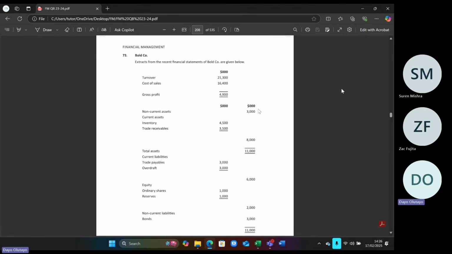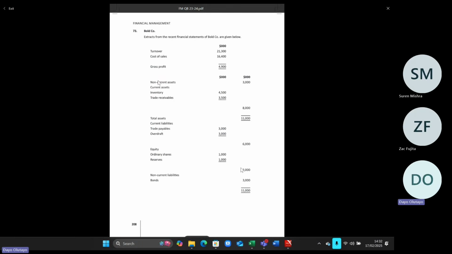BODCO. BODCO is the next question that we want to deal with. You've seen the financial data has been provided, but you can take a few seconds to look at it. We have the turnover, the gross profit, and that's the profit and loss side. The profit is 4,900 with cost of sales given as well.